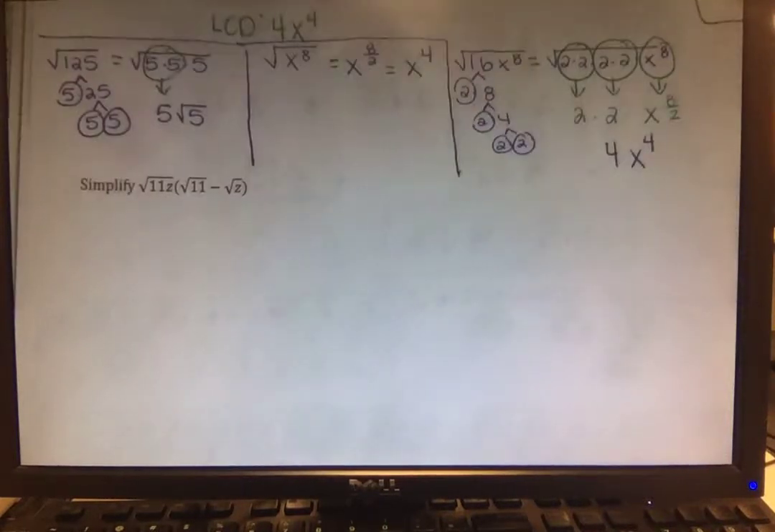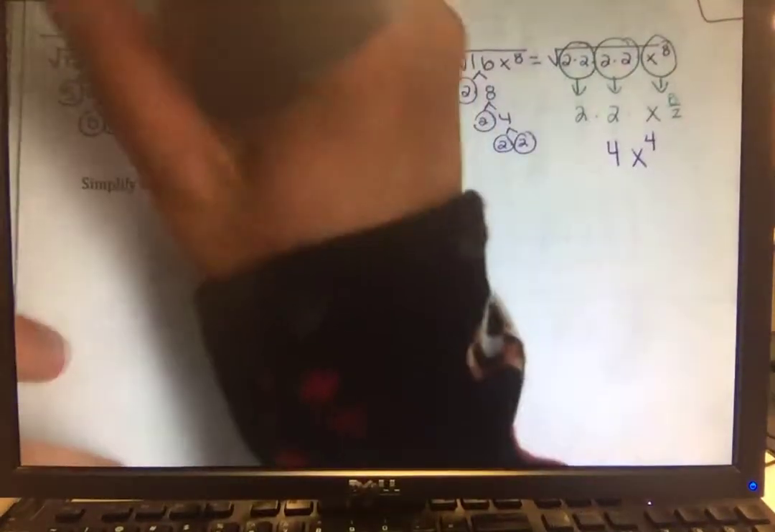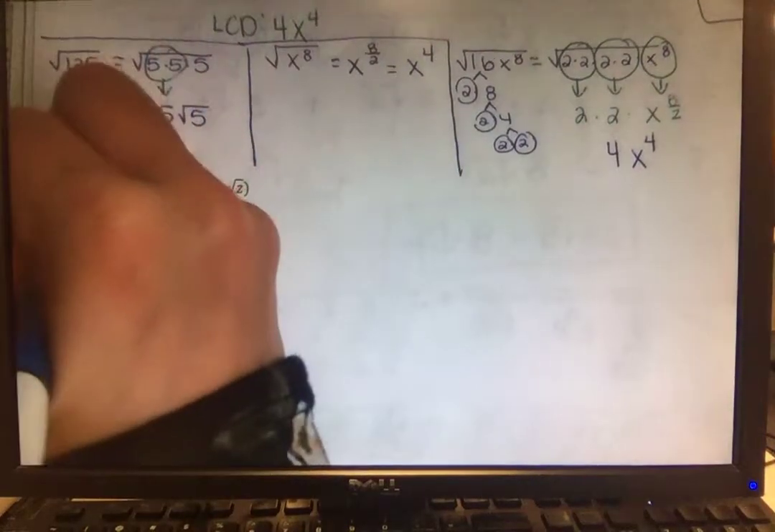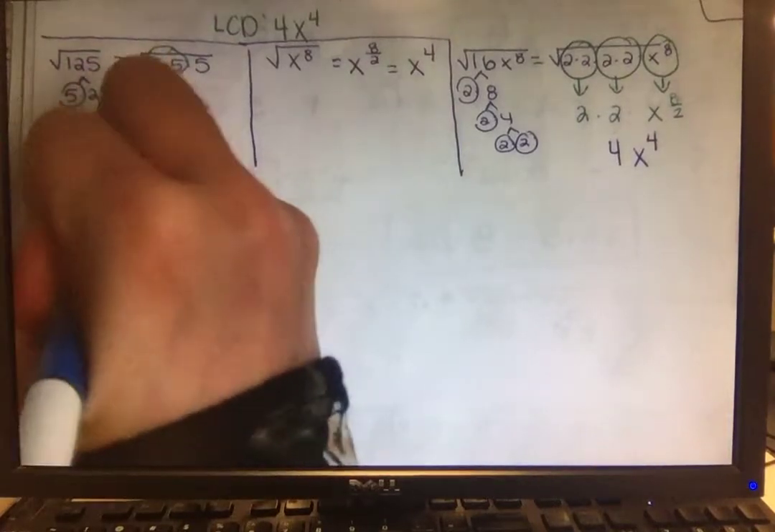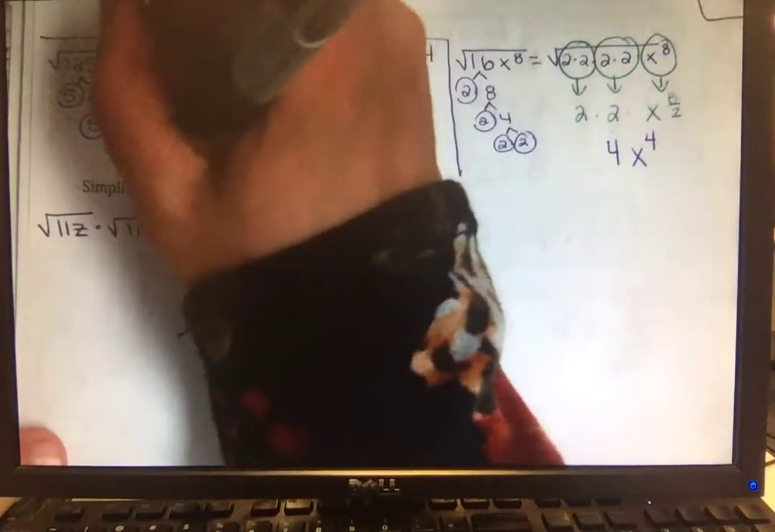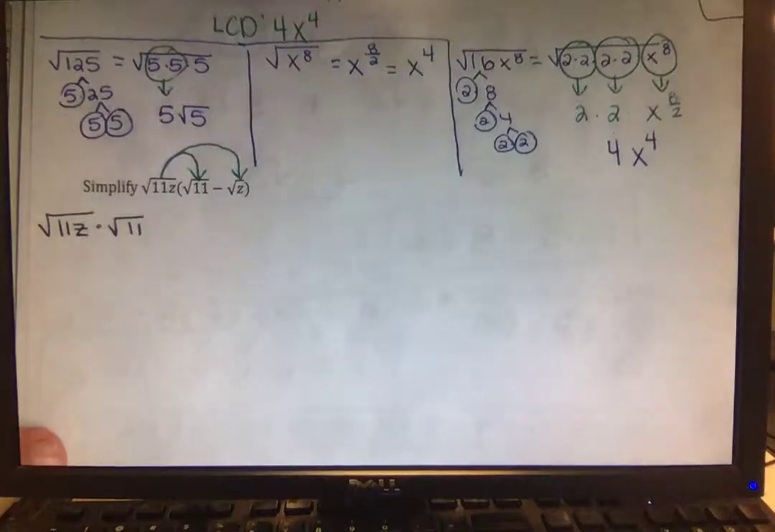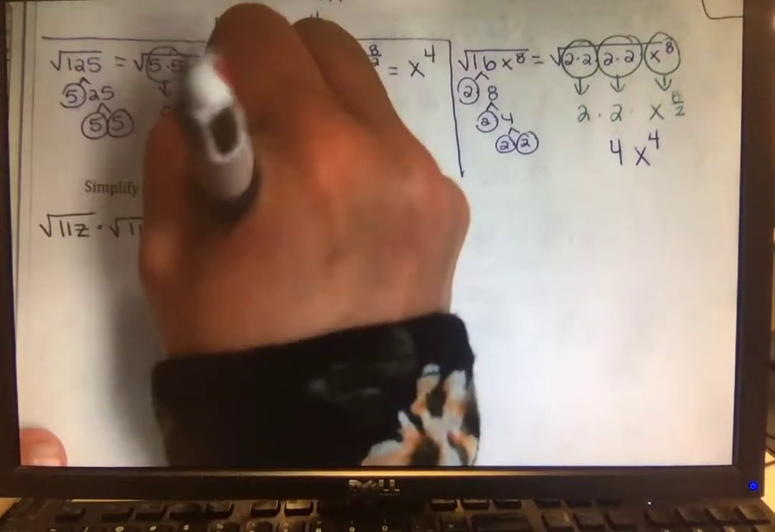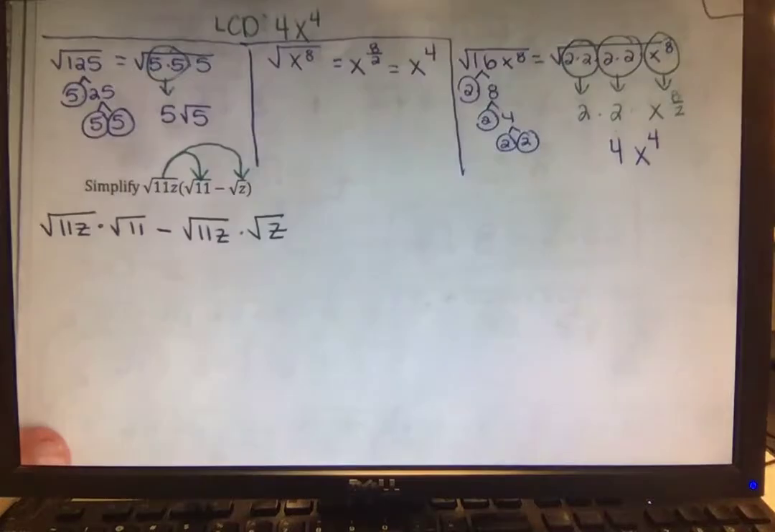Next problem. Simplifying the square root of 11z times the square root of 11 minus the square root of z. So just like any other problem, we are going to distribute and say the square root of 11z times the square root of 11. I'm just going to rewrite it out so that way we don't miss any steps. And then we have the square root of 11z times negative square root of z. So minus the square root of 11z times the square root of z.